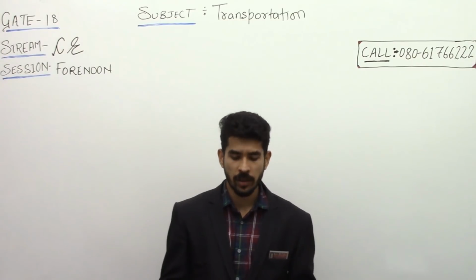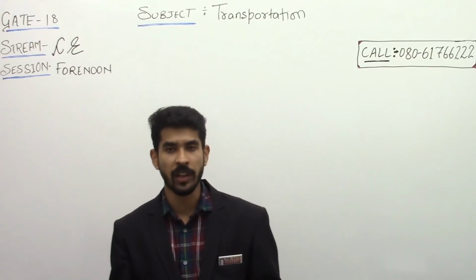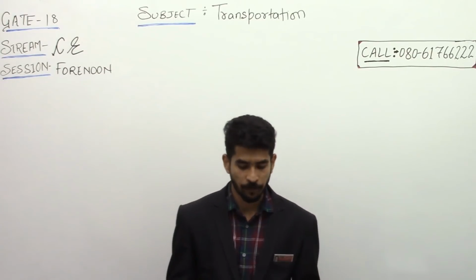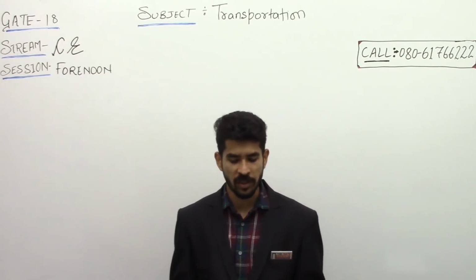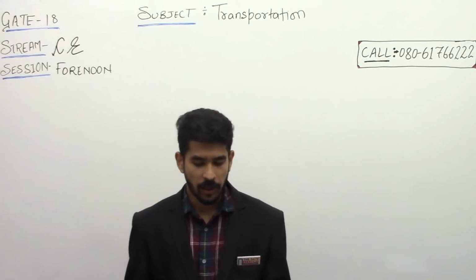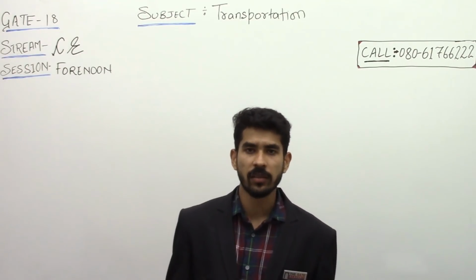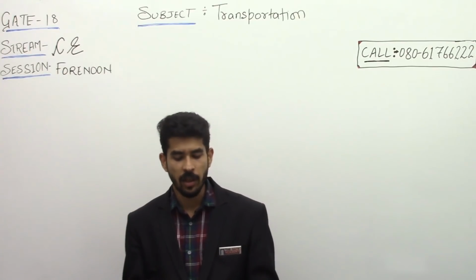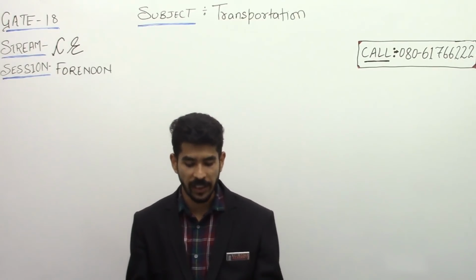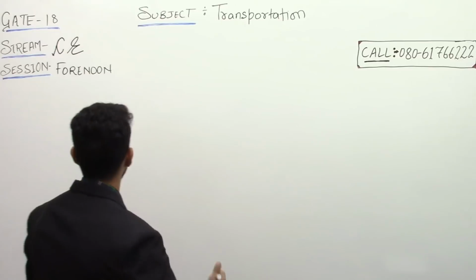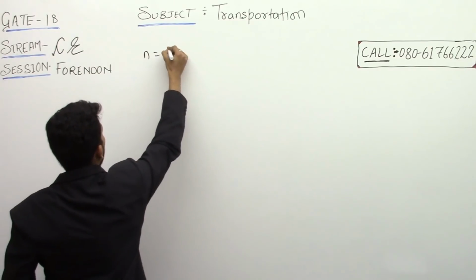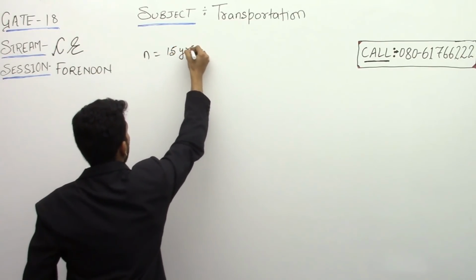Let us discuss a question asked in GATE 2018 in civil examination in the forenoon session. This question is of transportation engineering and it says calculate the number of standard axles in million standard axles for a highway having a design life of 15 years. So design life is saying that n equal to 15 years.